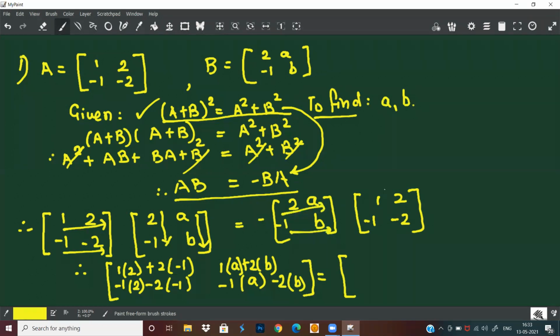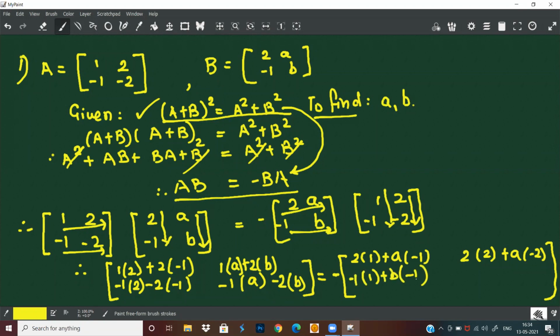Same thing here. Those who understand directly can go ahead. I mean, you don't have to write also. Shauni, are you able to understand better? Okay, it is 2 into 1 plus a into minus 1, then 2 into 2 plus a into minus 2. Then yeah, I got minus 1. See, there is a minus sign here, don't forget. Minus 1 into 1 plus b into... perfect. So, Tuhin, your answer is absolutely correct. Minus 1 into 2 plus b into minus 2. You can skip this step.